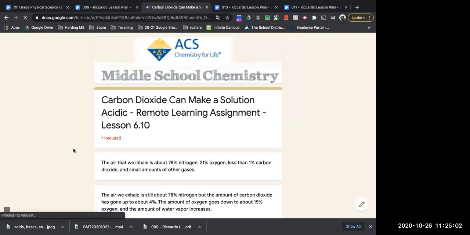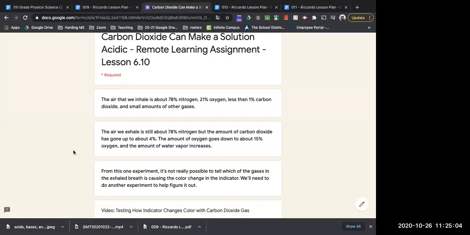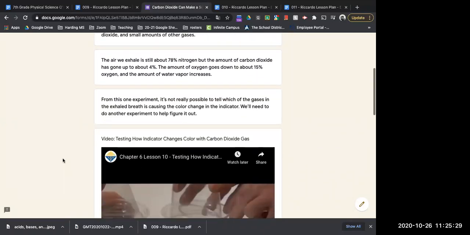Yes. All right. The air that we inhale is 78% nitrogen, 21% oxygen, less than 1% carbon dioxide, and some small amounts of other gases. We exhale the same amount of nitrogen, but the amount of carbon dioxide has gone up by 4%. The amount of oxygen goes down to about 15%, and the amount of water vapor increases. From this one experiment, it's not possible to tell which of the gases in the exhaled breath is causing the color change in the indicator. We'll need to do another experiment to help figure it out.